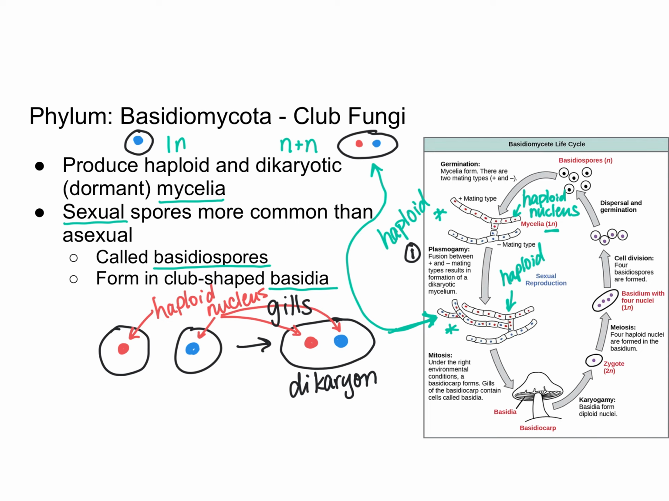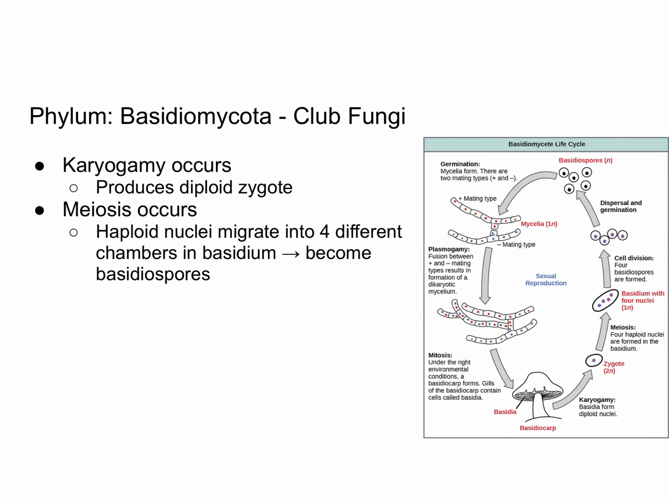So remember, this dikaryon is not a diploid cell because the two nuclei have not fused yet. So the genetic information in the haploid nuclei have not been brought together yet. When we talked about the general life cycle of fungi, remember we talked about plasmogamy being step 1 and then karyogamy being step 2. But with Basidiomycota, there's actually a step that occurs between plasmogamy and karyogamy, and that's happening here with mitosis.